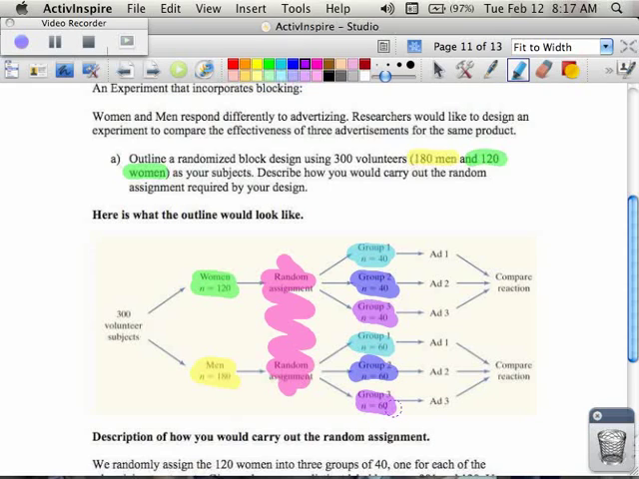And you can include the ad under group 1, the ad under group 2, that kind of thing. You don't have to have it as separate, in my opinion. And then always at the end, you compare. Okay, so it still pretty much looks the same. It's just the blocking becomes before the random assignment. That's the main idea of what blocking is all about.